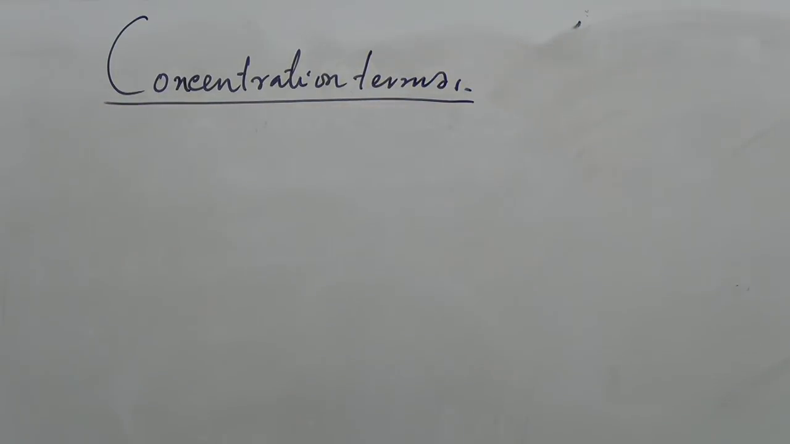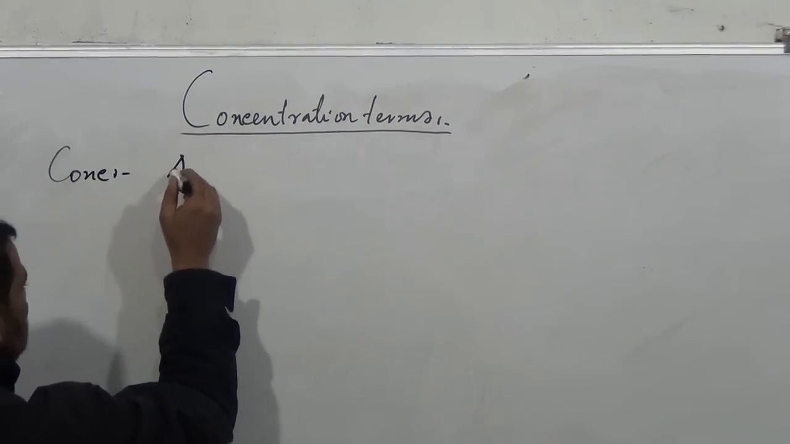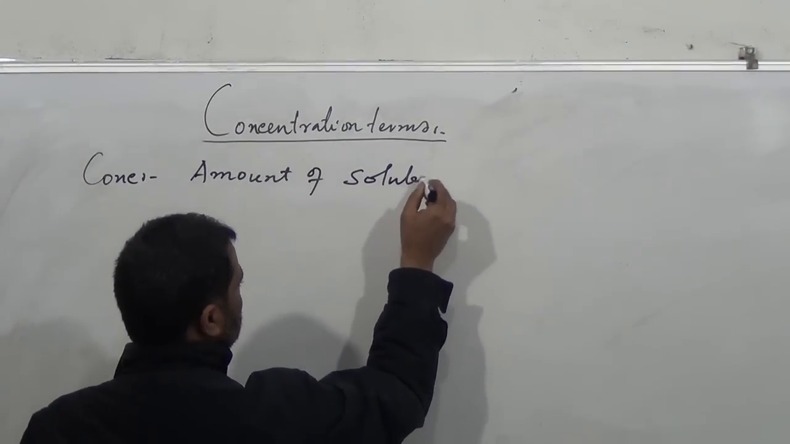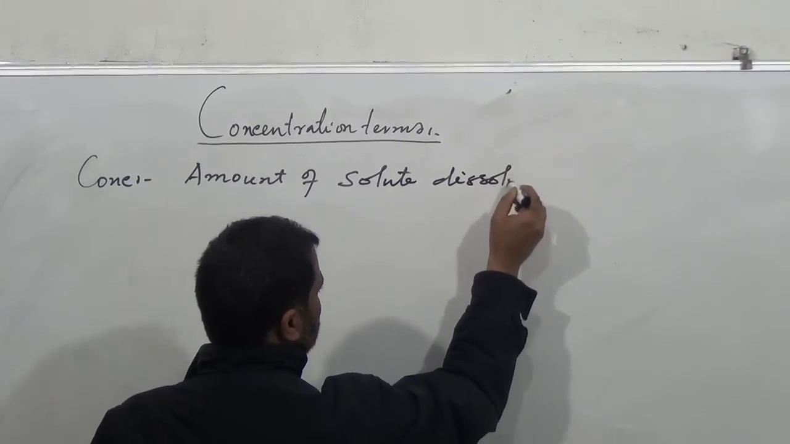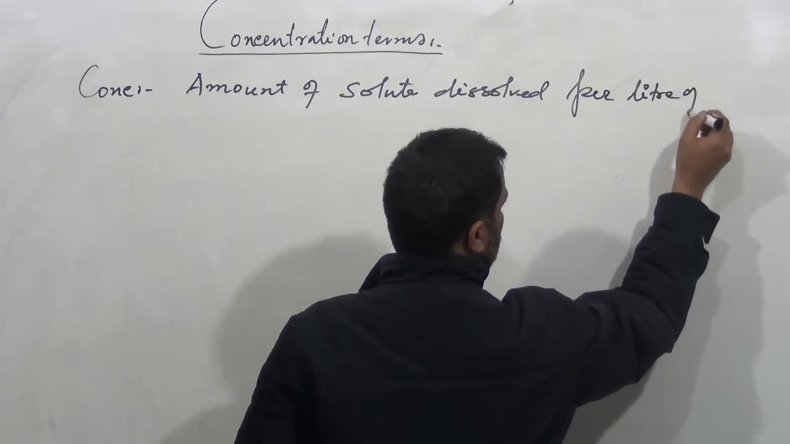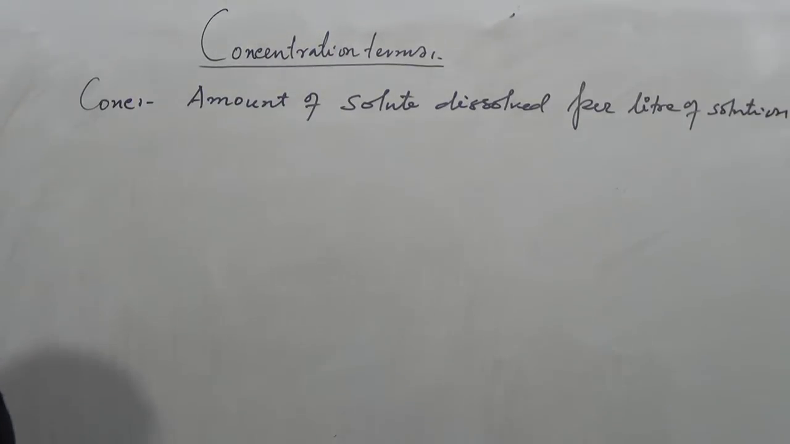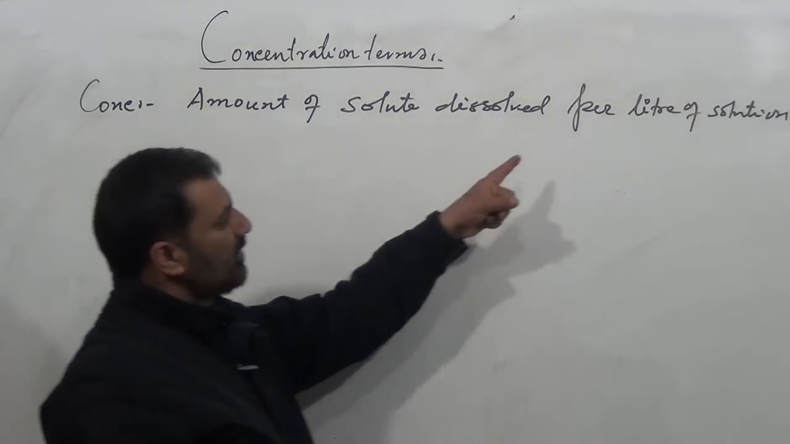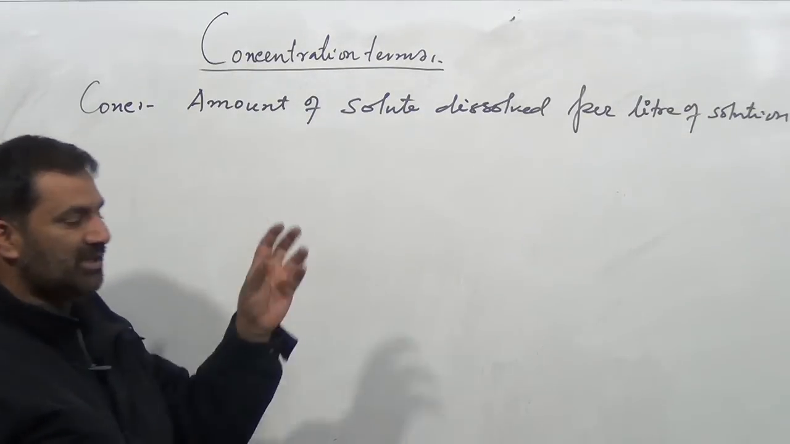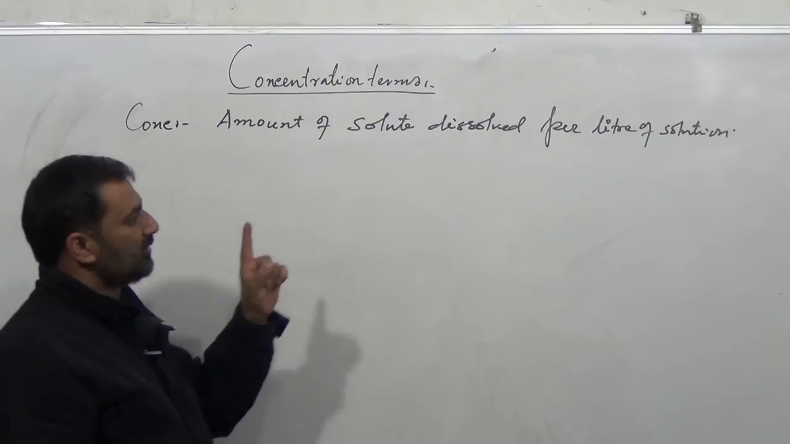First, tell me what is concentration. Concentration is the amount of solute dissolved per liter of solution. Don't get confused here, students, that it is per liter of solution, not per liter of solvent. Per liter of solution means solute and solvent together. Their volume should be 1 liter.